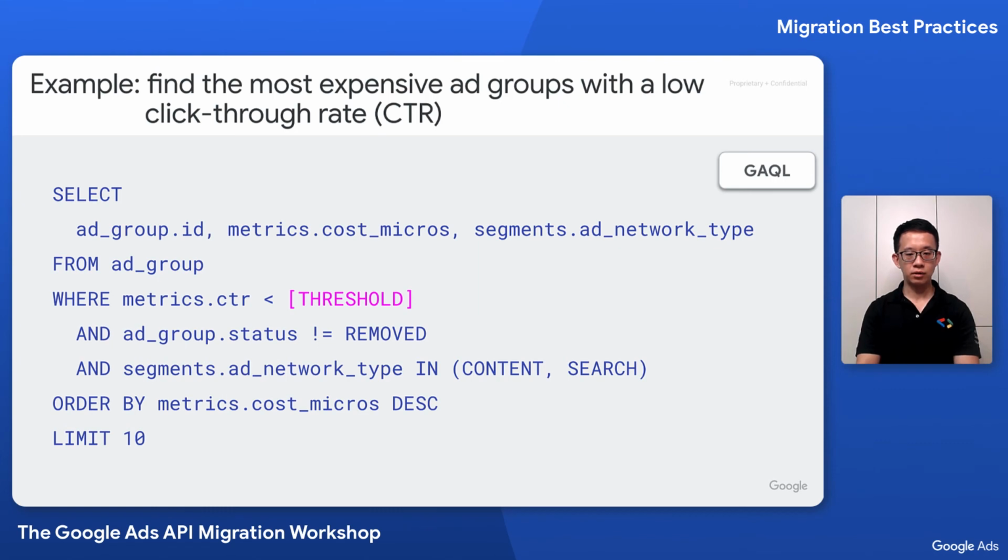Finally, we order by metrics.cost_micros in descending order in order to get the most expensive ad groups, which by definition here are the ad groups that have the highest cost in micros. Finally, we limit the number here to 10. Actually, it can be any number, but in our example here, it's 10.